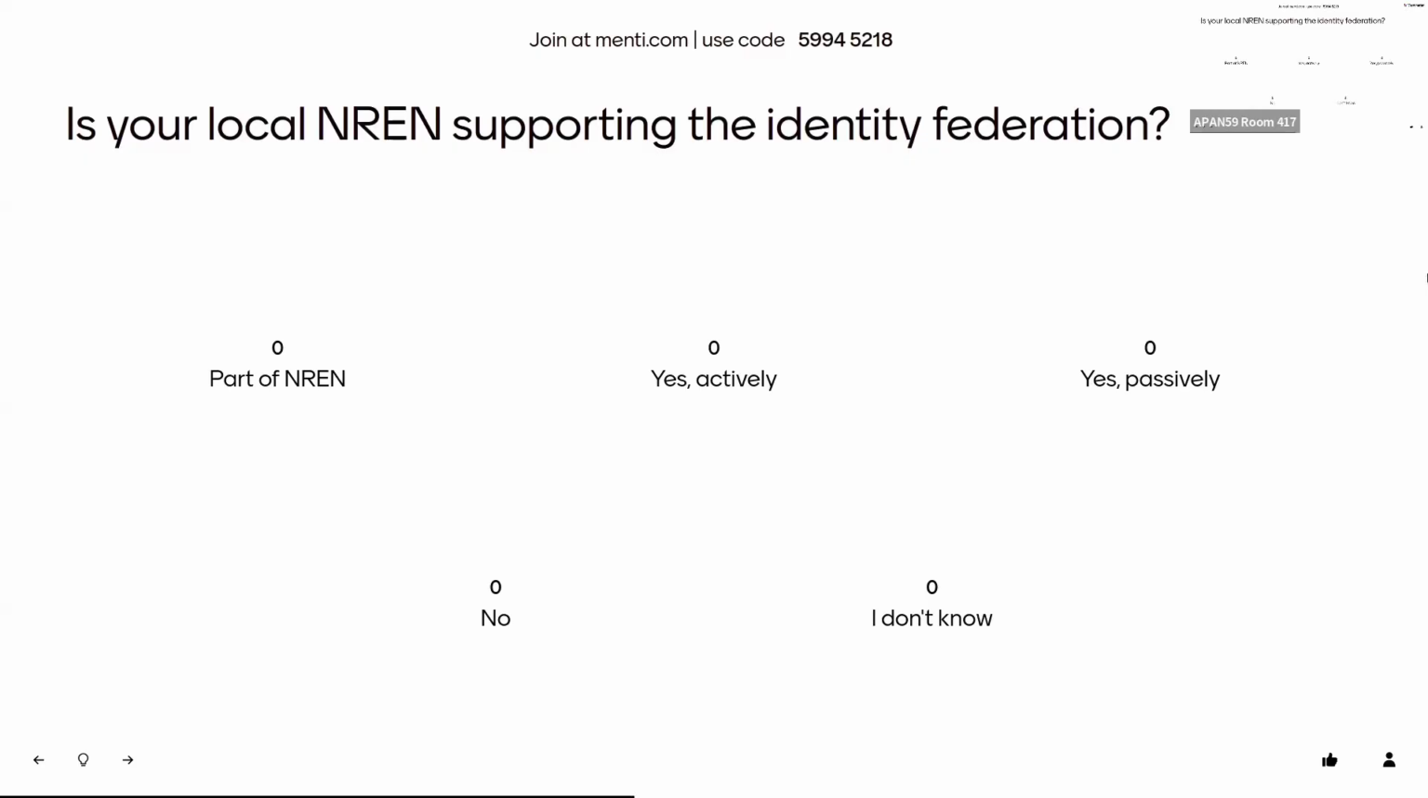Can I ask you, if you want to add something, please do. Then can I also ask you to answer this question, because this one is part of this conversation. I'm not going to ask this with the microphone, but if you can answer in Menti. So let's change this a bit. Either your local NREN is supporting the Identity Federation, or your plan to build an Identity Federation might get support from the NREN. And of course, this is for you. So we have the question for you.